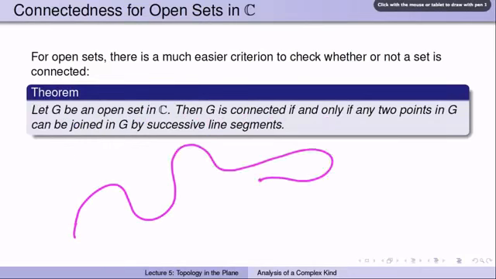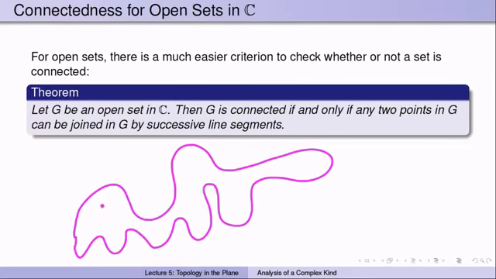So if I draw a set here, and the set could have some holes, so maybe it has a hole right here, and a hole here, and maybe it's missing some stuff there, but it's an open set and it's connected. I can join any 2 points by successive line segments. So of course, I'm picking 2 random points, this one and that one. Can I join them with line segments? Well, yes, I can. I can just start drawing and turn whenever I need to.